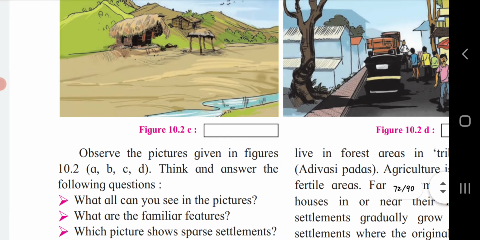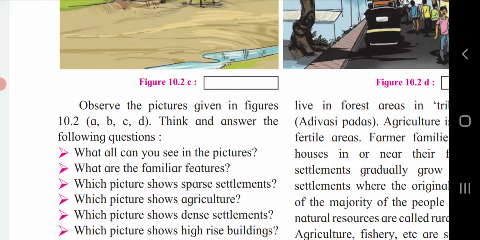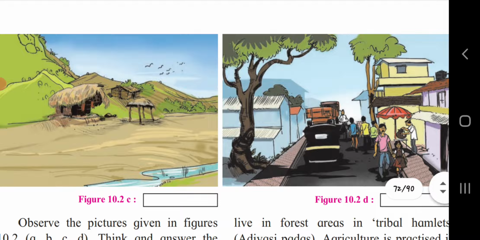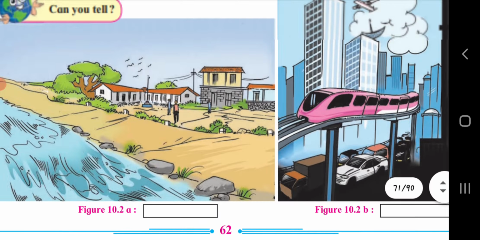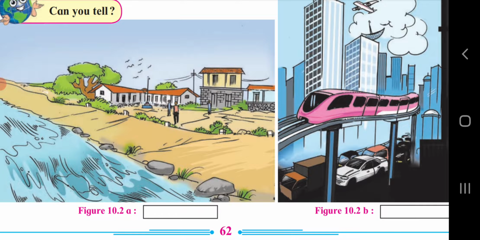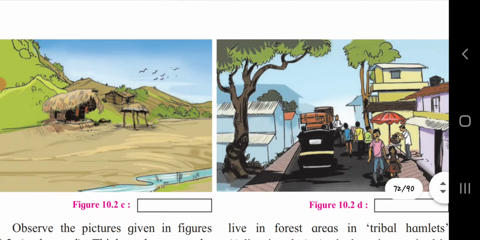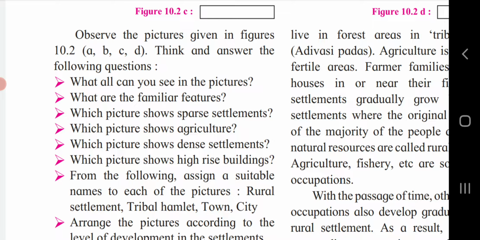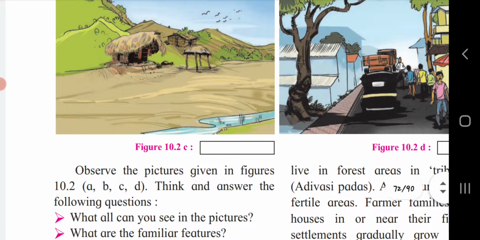Let's start. Observe the pictures given in figures 10.2 A, B, C, D from your textbook. Think and answer the following questions. What all can you see in the pictures? All the pictures show some type of human settlements. We can come to know that they are showing us different types of human settlements. Also, in each picture there are different types of settlements, and each settlement has different types of houses.